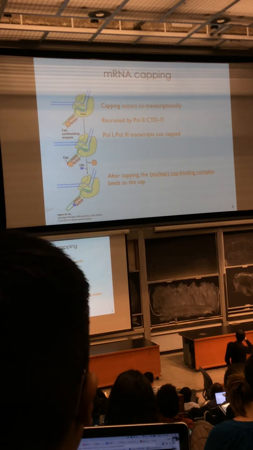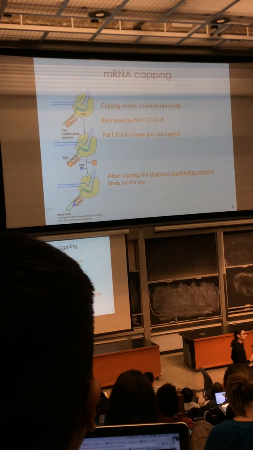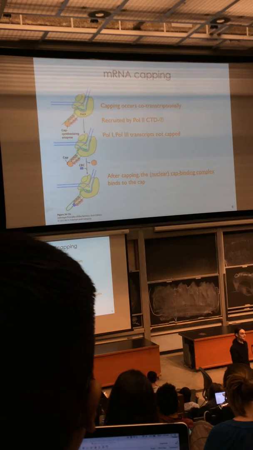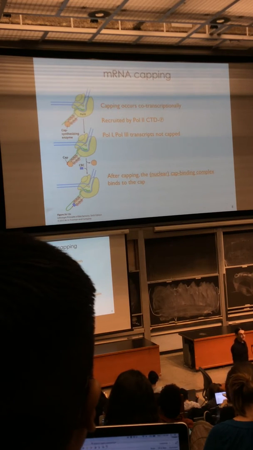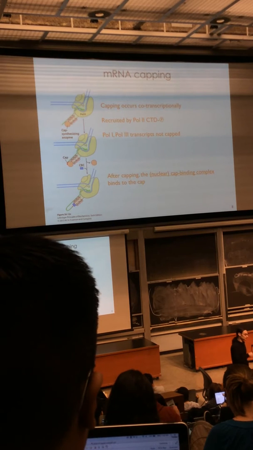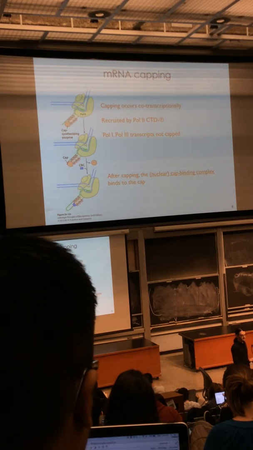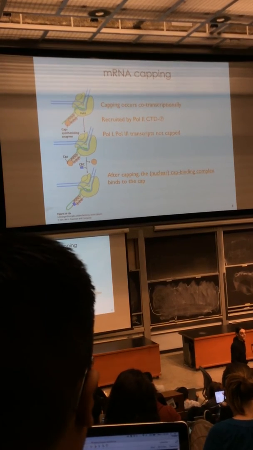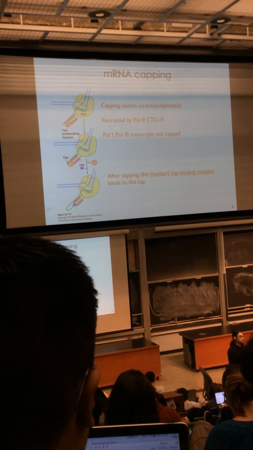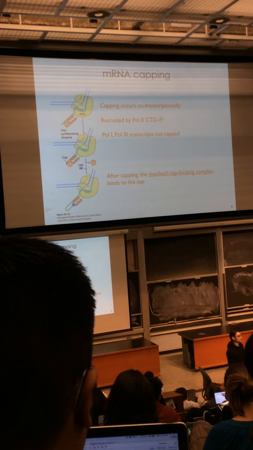So one important consequence of the fact that capping occurs co-transcriptionally and on RNA polymerase II is that Pol I and Pol III transcripts are not capped. Pol I transcripts are the major rRNAs, the three largest rRNAs, and so those are actually all processed out of a single transcript in a totally different way. Pol III transcripts are a variety of short and non-coding RNAs that are also subject to extensive cleavage and processing, that are not capped and not polyadenylated.